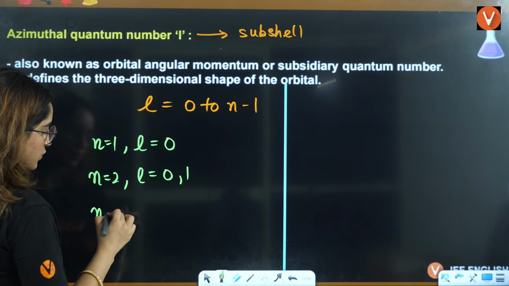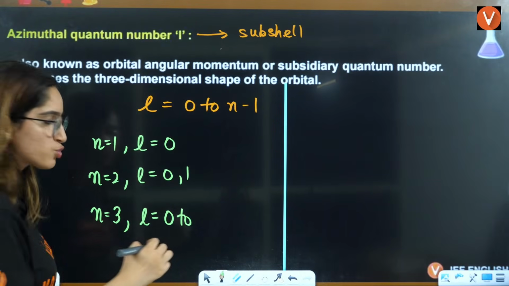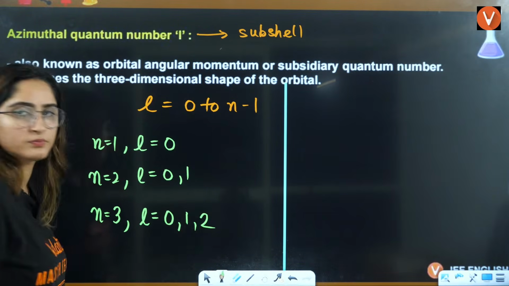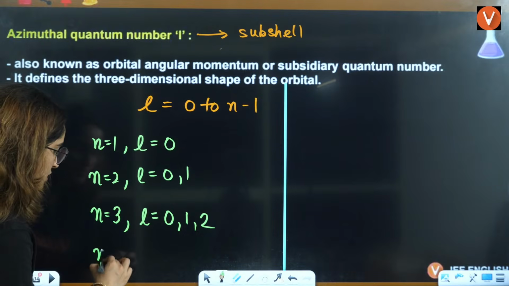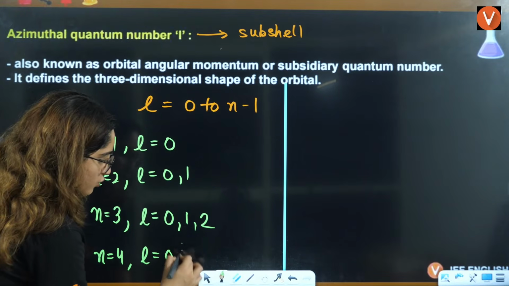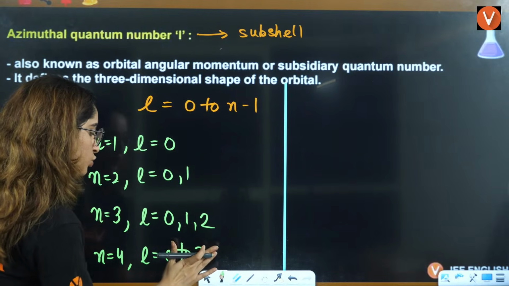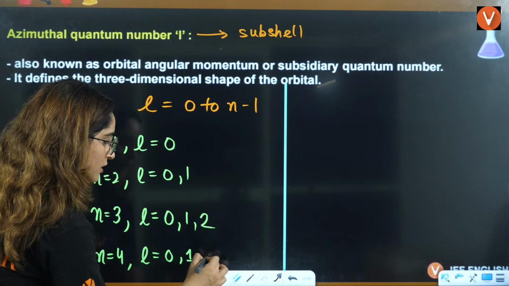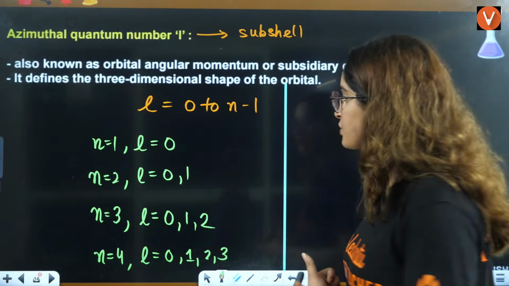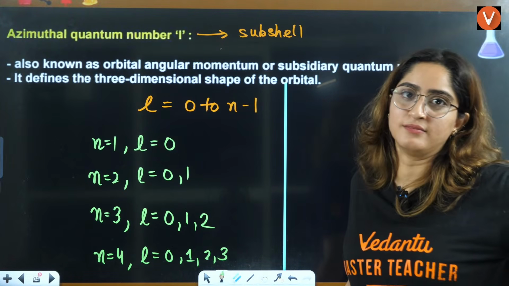If n equals 3, L will be 0 to 3 minus 1, that is 2. That means 0, 1 and 2. Similarly, if n equals 4, then L is 0 to n minus 1, so L will be 3. So 0 to 3 means 0, 1, 2, 3. Can you see that over here? So the L value is dependent on the value of the shell.